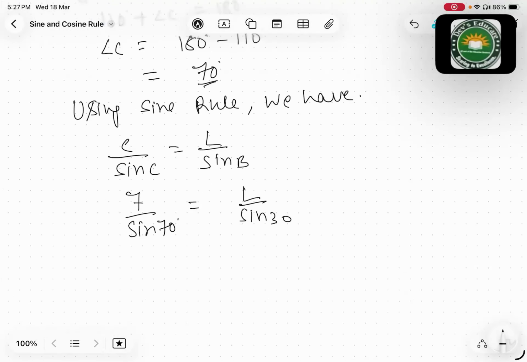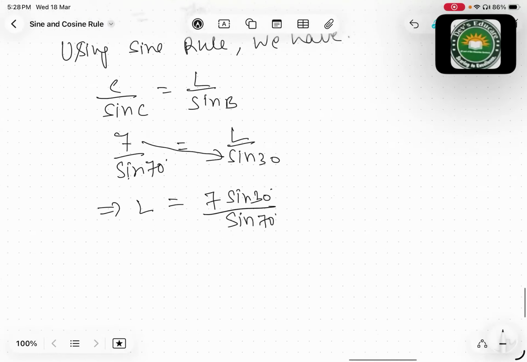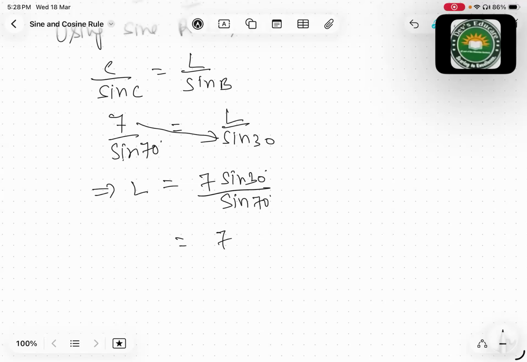So we have to isolate L, and the rest of the things can be taken on the other side. So L will be 7 sine 30 degrees by cross multiplication, 7 into sine 30, divided by sine 70. Sine 30 is 0.5. We know that this is the standard value, and we will use a calculator to find sine 70 degrees.